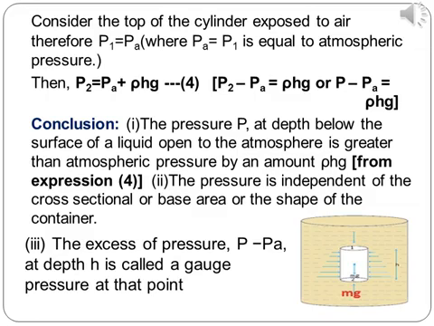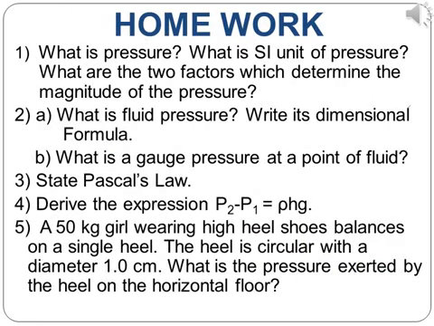This pressure is independent of the area of cross-section or base area and the shape of the container. The excess pressure P minus PA at depth h is called the gauge pressure at that point. The gauge pressure P minus PA is equal to h rho g, which is obtained from expression 4.